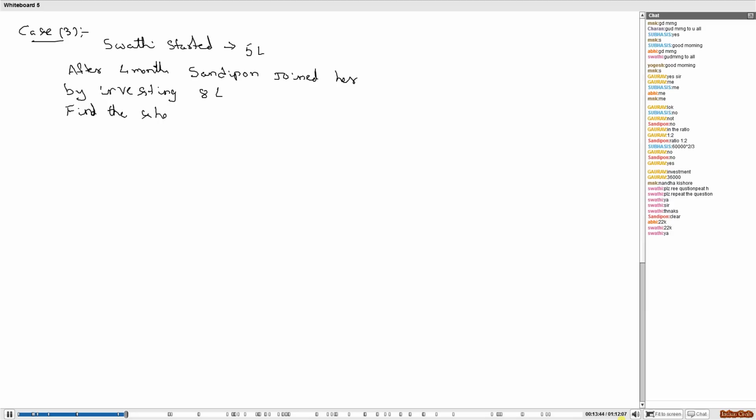Find the share of Sandeepan out of an annual profit of, let us take, 3,10,000 rupees. Now tell me the answer. Swati started a business by investing 5 lakh rupees. After 4 months, Sandeepan joined her by investing 8 lakh rupees. Find the share of Sandeepan out of an annual profit of 3,10,000 rupees.